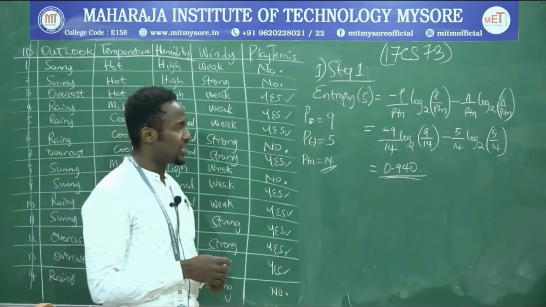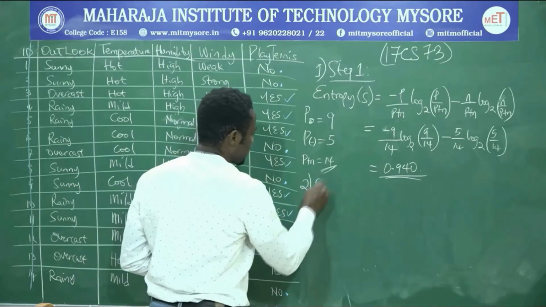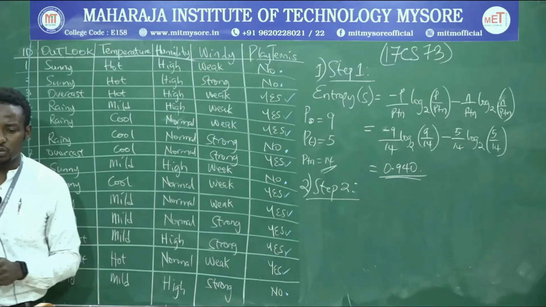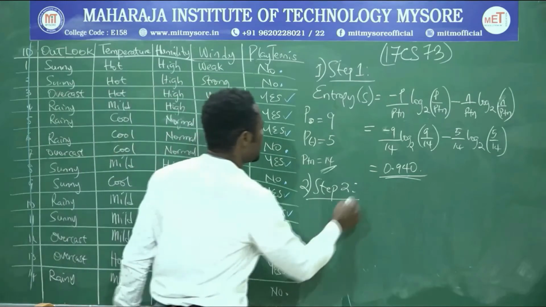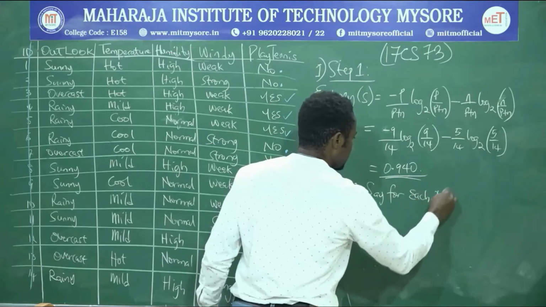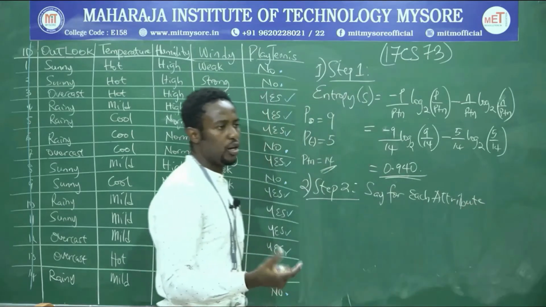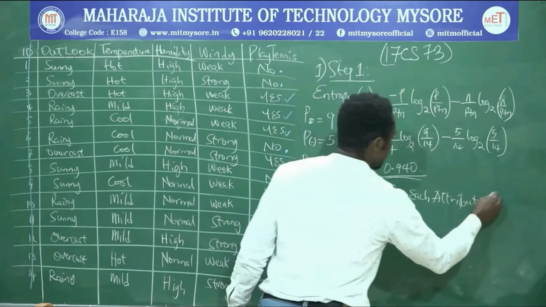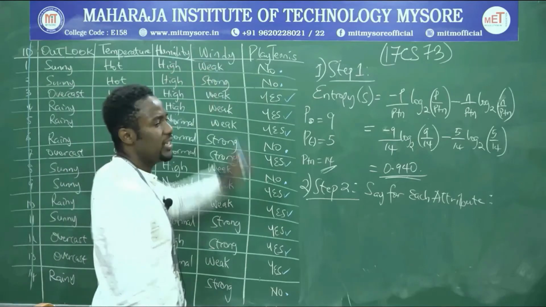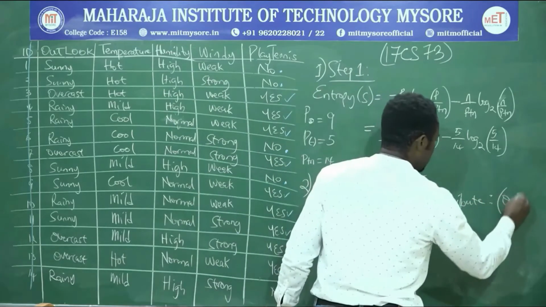So what do we have to do next according to the algorithm? So we move now to step 2. In step 2 it says for each attribute, for each what? Attribute. So for each attribute, what do you think we want to compute? You guessed it right. We want to compute the entropy of A. So for each attribute, what are the attributes here? Outlook, temperature, humidity, windy. So let's take outlook now.